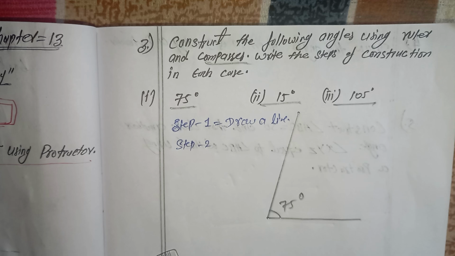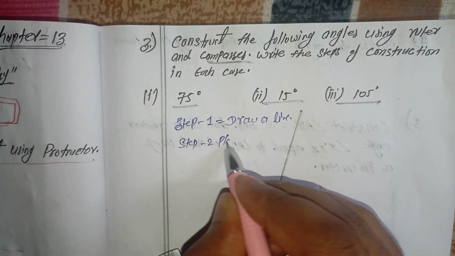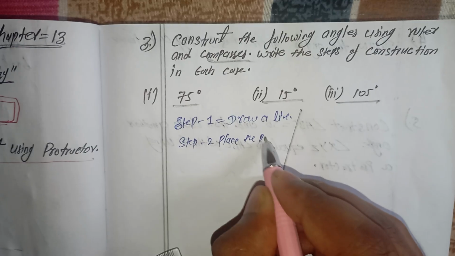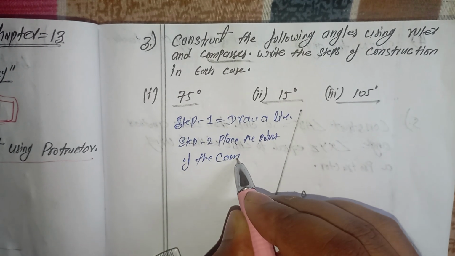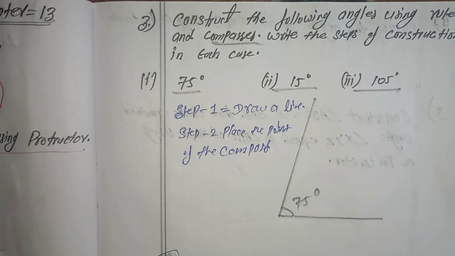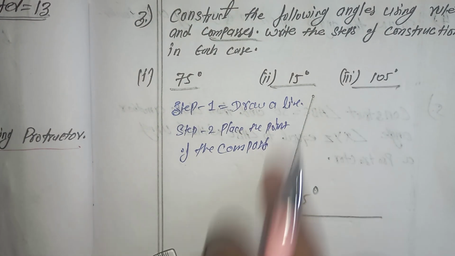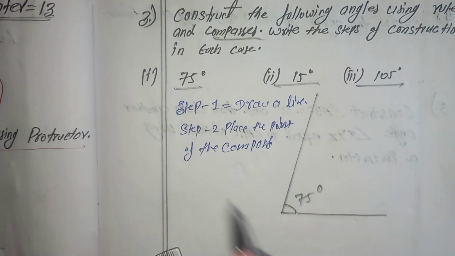In the second step, what are you going to write? You write: place the point of the compass. Place the compass angle like 75, as we did.